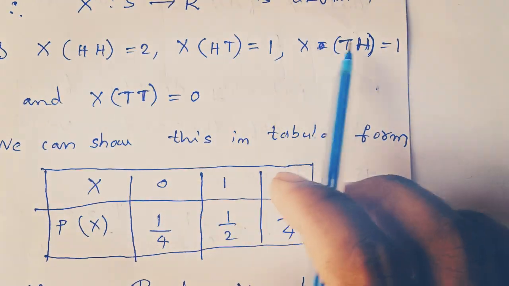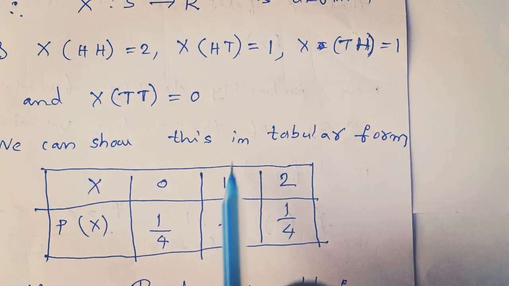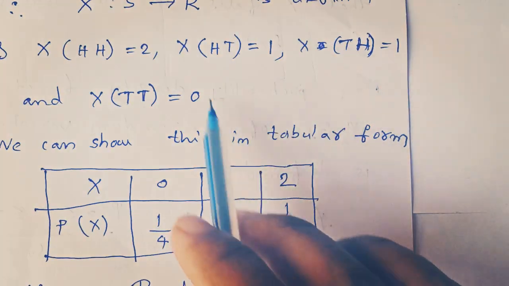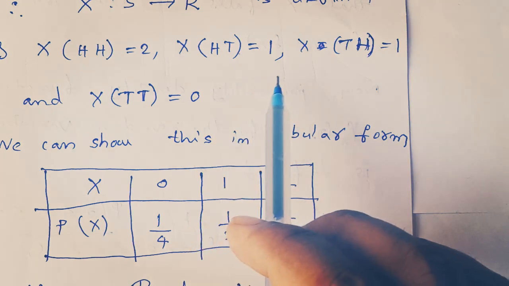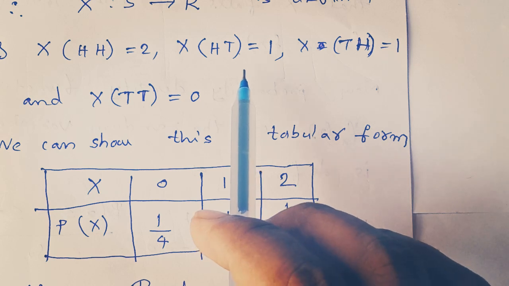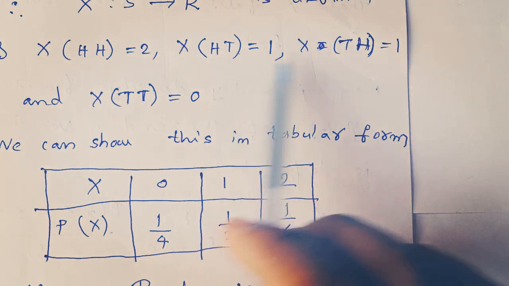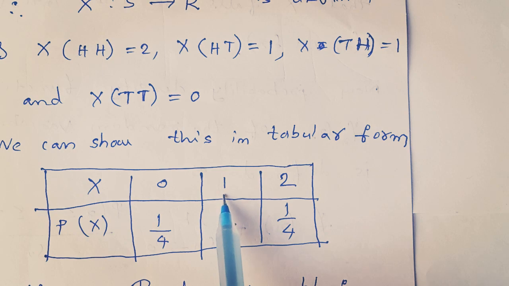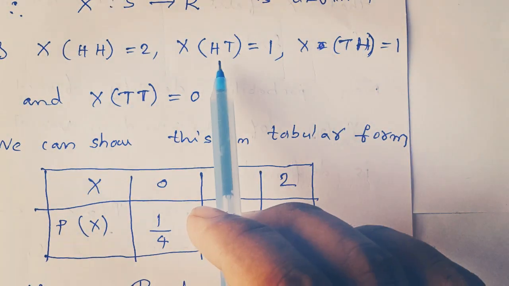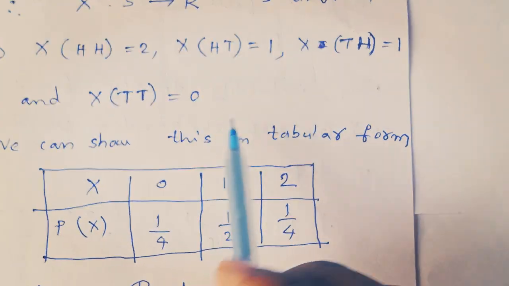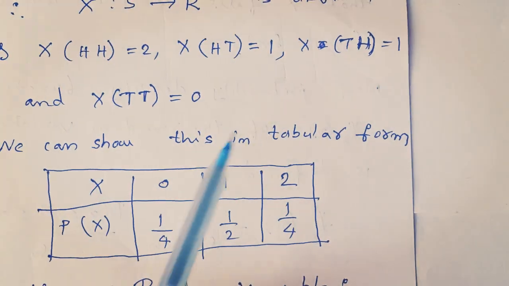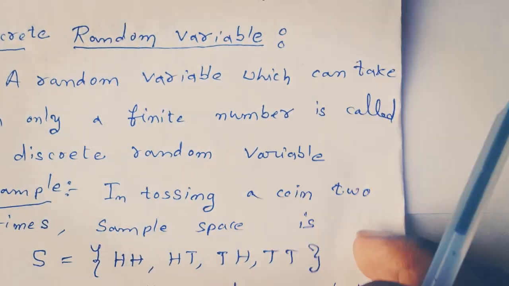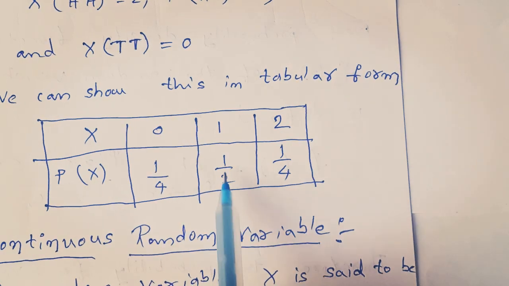There are 2 outcomes for getting 1 head: HT or TH. Okay, what is the probability? It is the number of possible cases divided by the number of exhaustive cases, or the number of elements in the sample space. The number of possible cases for getting 1 head is 2: HT, TH. So 2 divided by the number of elements in the sample space. The number of elements in the sample space is 4. Therefore 2 by 4, which means 1 by 2.